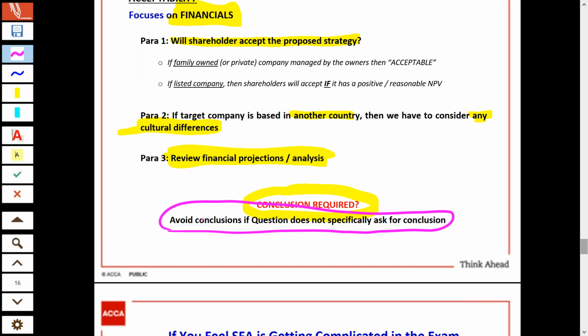But if the question says evaluate the proposed strategy along with your recommendation, then in that case, of course, we will need to give a recommendation or conclusion. But if the question is silent, then stay away from conclusion or summary or recommendation.